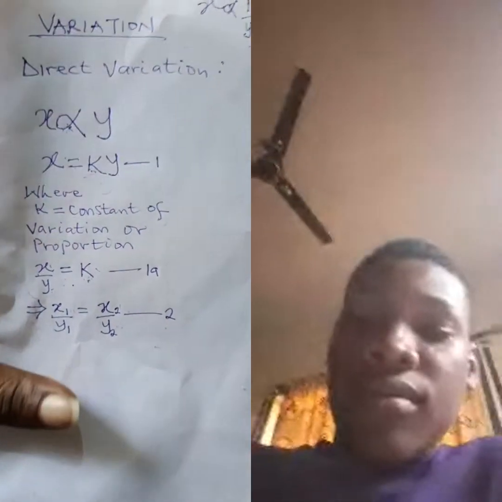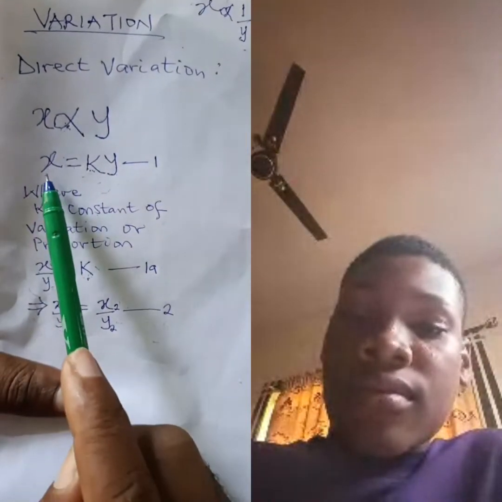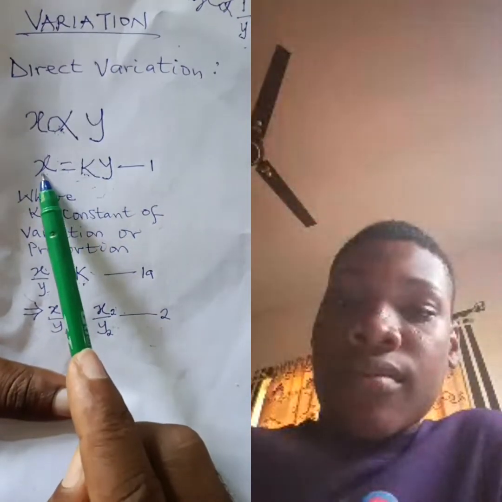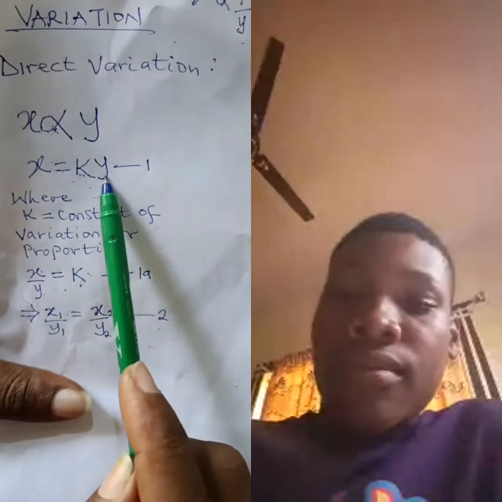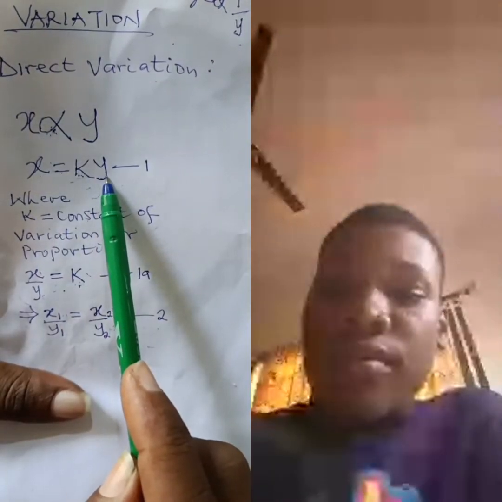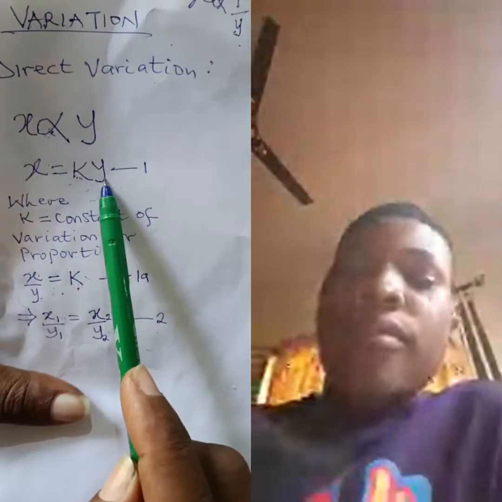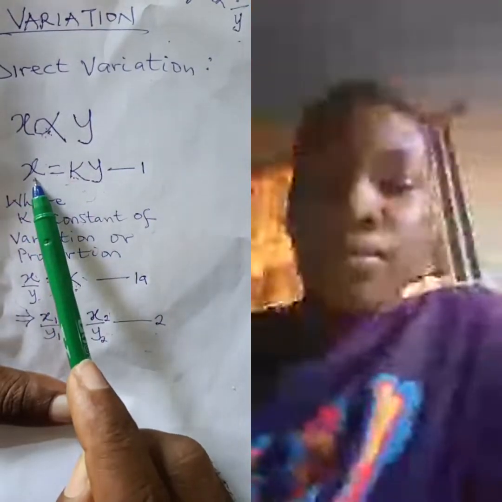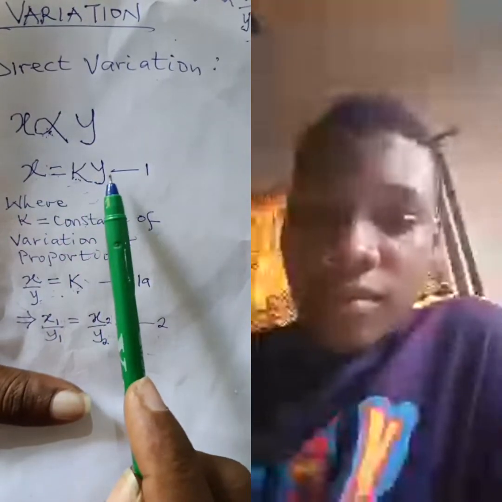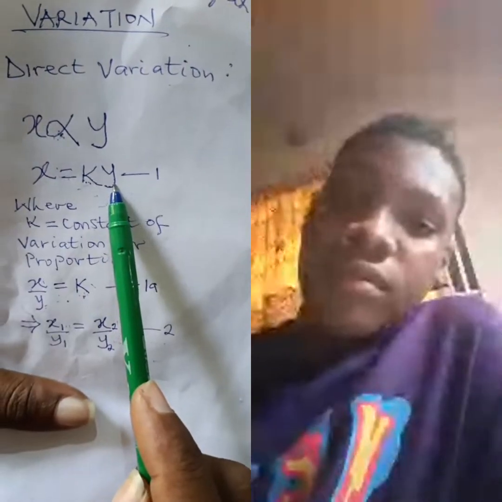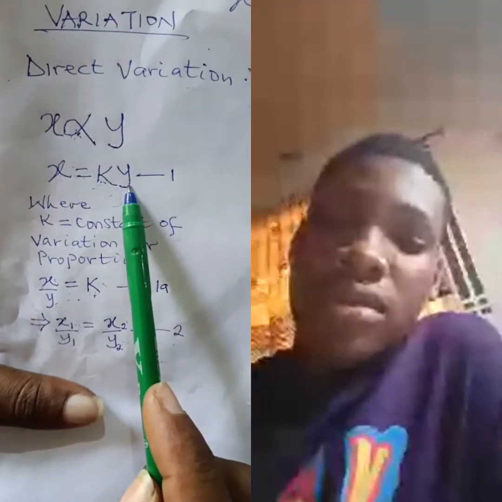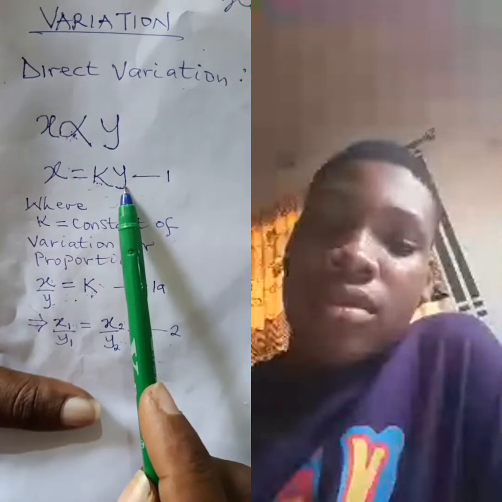Now look at something in this direct variation. The variables that are being connected: if this one is numerator, this one will also be numerator. Are you getting me right? If this one is denominator, this one will also be what? Denominator, because they are directly proportional. Are you getting me right?